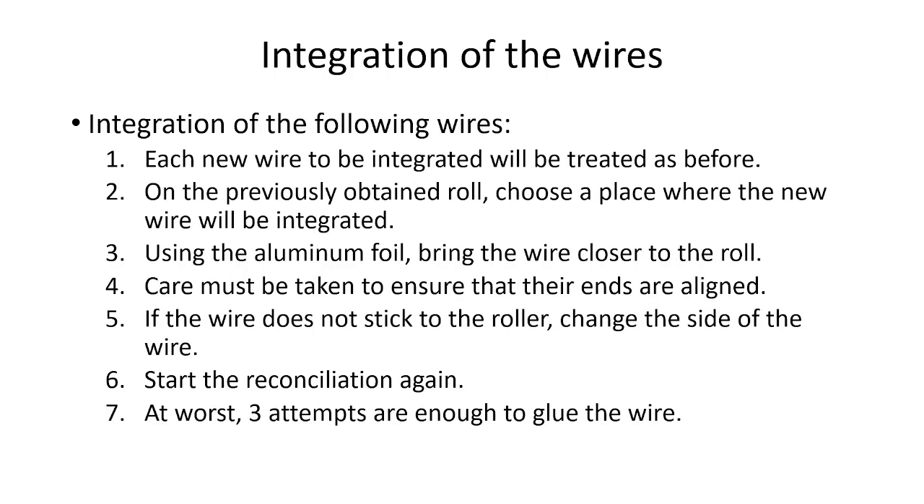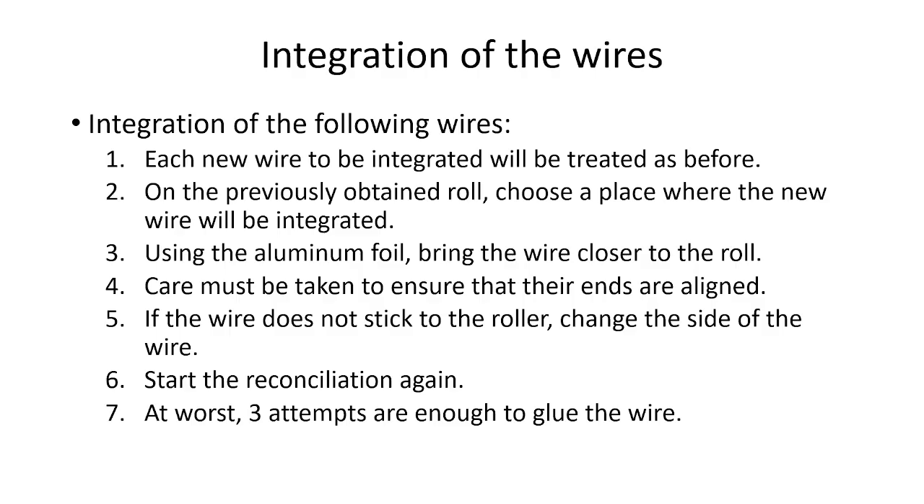Integration of the following wires. 1. Each new wire to be integrated will be treated as before. 2. On the previously obtained roll, choose a place where the new wire will be integrated. 3. Using the aluminum foil, bring the wire closer to the roll. 4. Care must be taken to ensure that their ends are aligned.